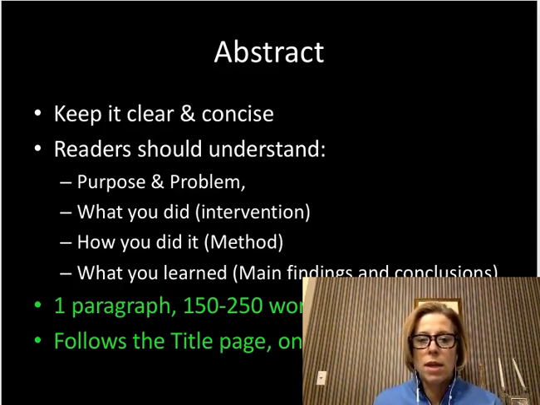So talk about what you did, how you did it, and what you learned. What did your research show? And you're going to place that following the title page of your document. So that basically will become your page 2. It's going to have a page break after it, and then your project introduction will start on page 3.